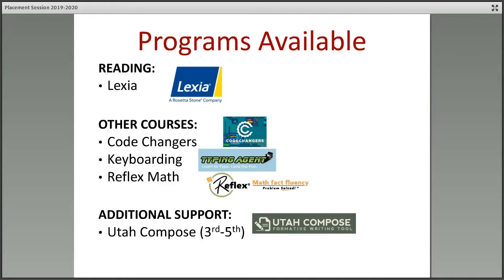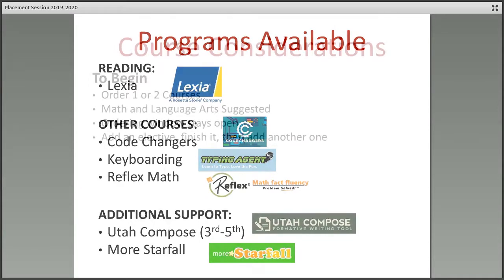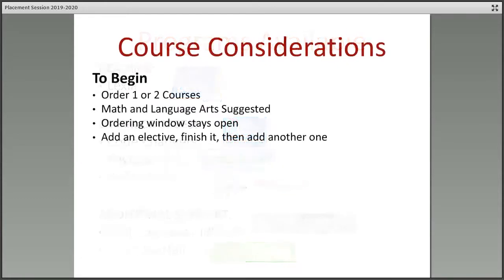support for writing. Utah Compose is a writing program which is for students in grades 3rd through 5th grade. This program helps students improve their writing and is a great resource. We also offer More Starfall, and this is available for kindergarten through 2nd grade students and their preschool siblings. All of these programs will be available to you once the school year starts. Just let your teacher know what programs you're interested in, and she will help you get enrolled.